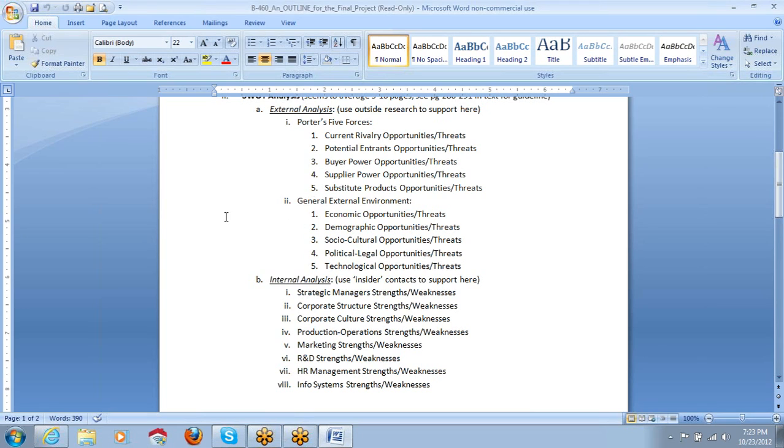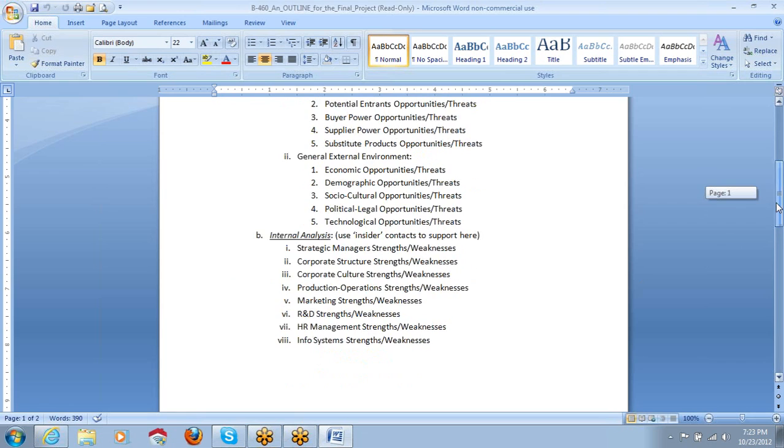Same basic things, general external environment. Clearly, if you're an RBC Danes, as the economy went downhill, that created a real threat. Now that it's picking back up, there's some good opportunities. Demographics. We don't have to tell Stephanie. I'm old. I'm the classic demographic for RBC Danes. Social cultural. Do we want people to save for their own retirement? Political legal. All the stuff that goes around 401ks and savings plans.